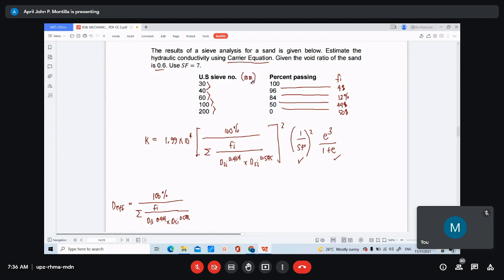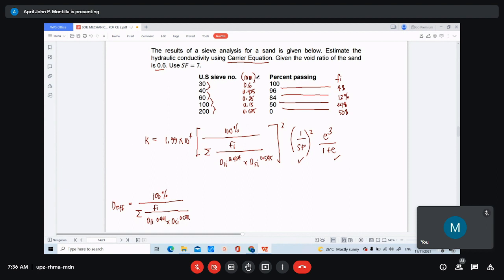Ang number 30, merong opening na 0.6. Ang number 40, may opening na 0.425. Number 60 is 0.25. Number 100 is 0.15. Number 200 is 0.075 in millimeters. But, kapag isusubstitute daw natin yung DLi tsaka DSi, it should be in centimeters. Para automatic naka-centimeter per second yung hydraulic conductivity.